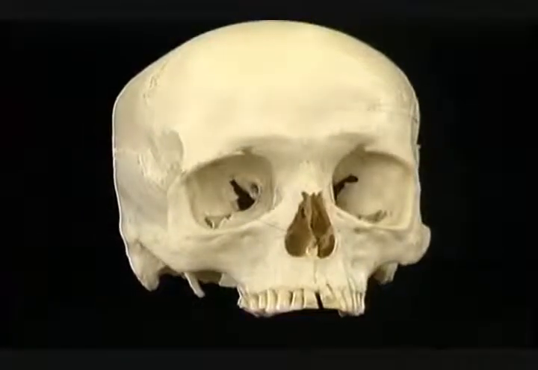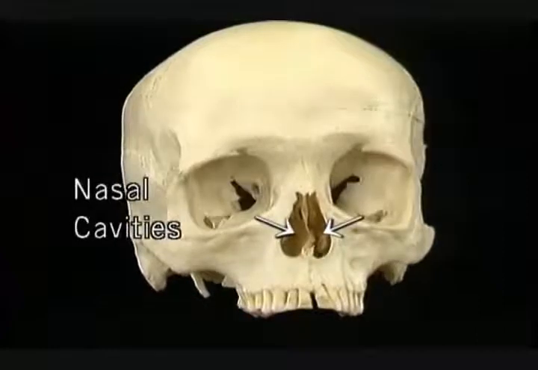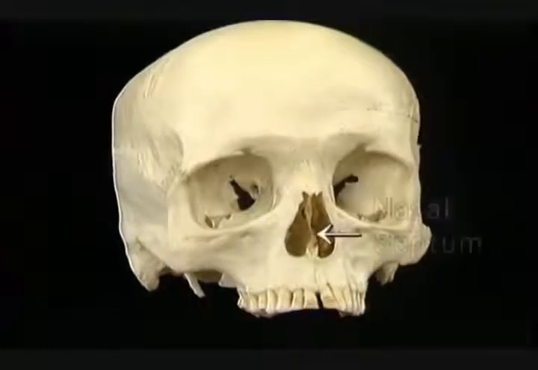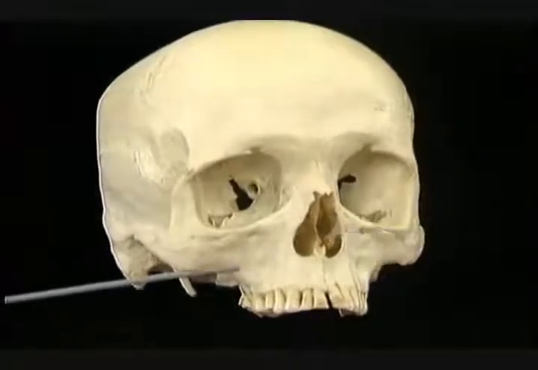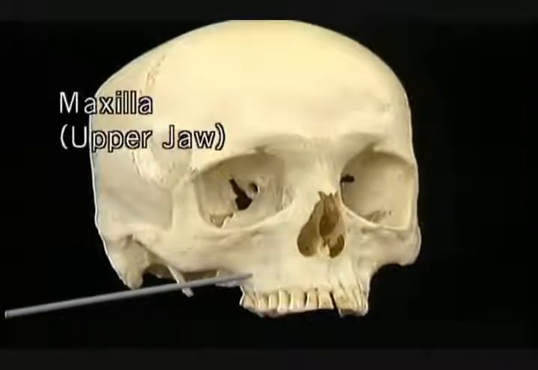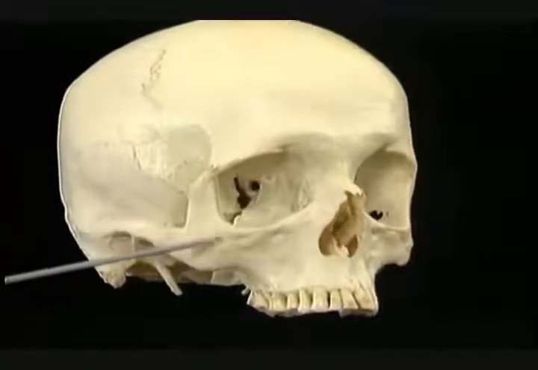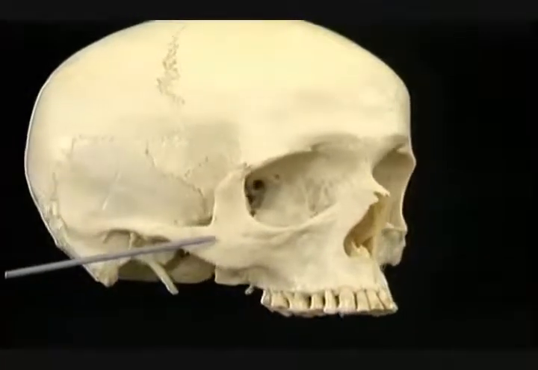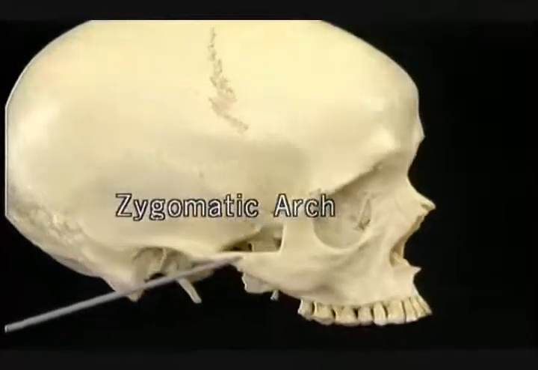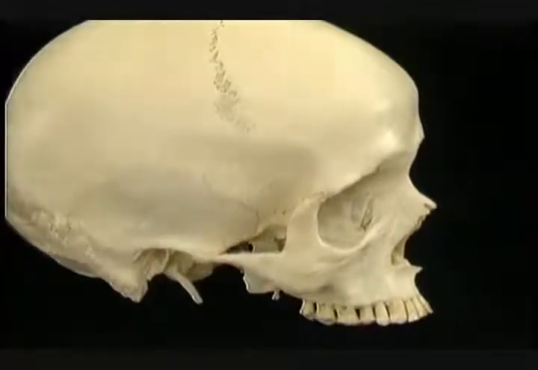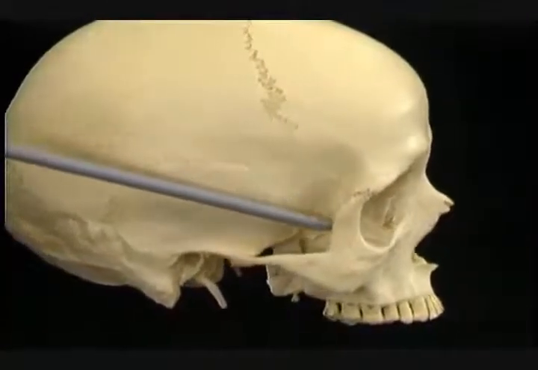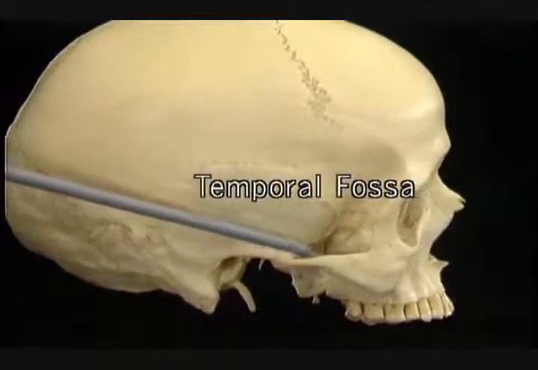The opening for the nose leads to the right and left nasal cavities, which are separated by the nasal septum. The upper jaw, or maxilla, bears the upper teeth. The prominence of the cheekbone leads back to this bony arch, the zygomatic arch. The deepening hollow here is the temporal fossa.